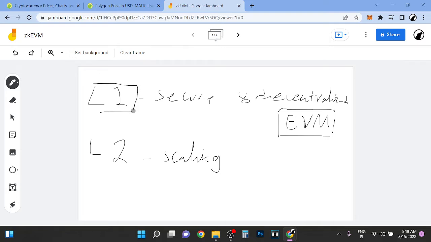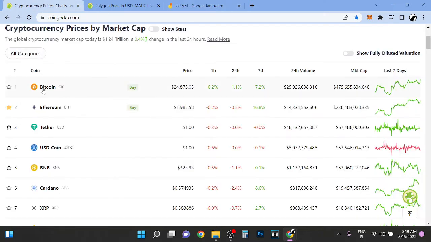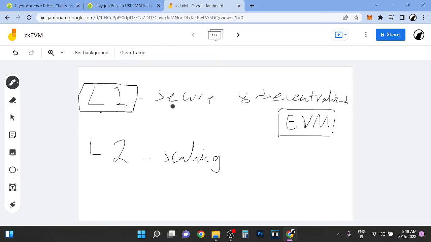So the first thing with blockchains is that there are layer ones, and the biggest layer ones right now are obviously Bitcoin and Ethereum. Let me show you here. The layer one has to be secure and decentralized. So it has to be trusted, right? Because everything is going to be built on top of it. So it has to be secure and decentralized.